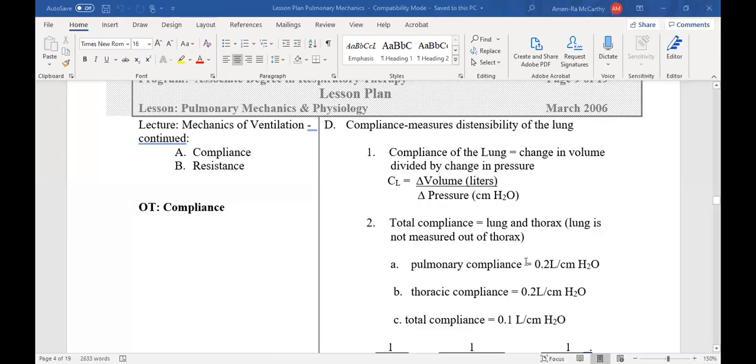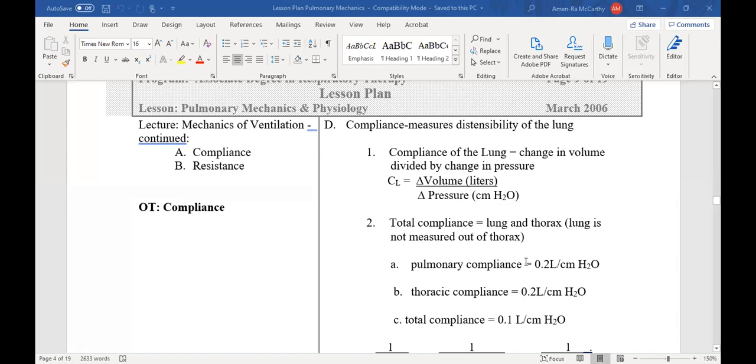All right. Compliance. The formula will be the change in volume divided by a change in pressure. Compliance equals a change in volume, that little triangle means change, over a change in pressure, because that's how we measure the compliance of somebody. If they're on a machine or ventilator and their volumes are changing and the pressures are changing, then that means their compliance is changing, okay?